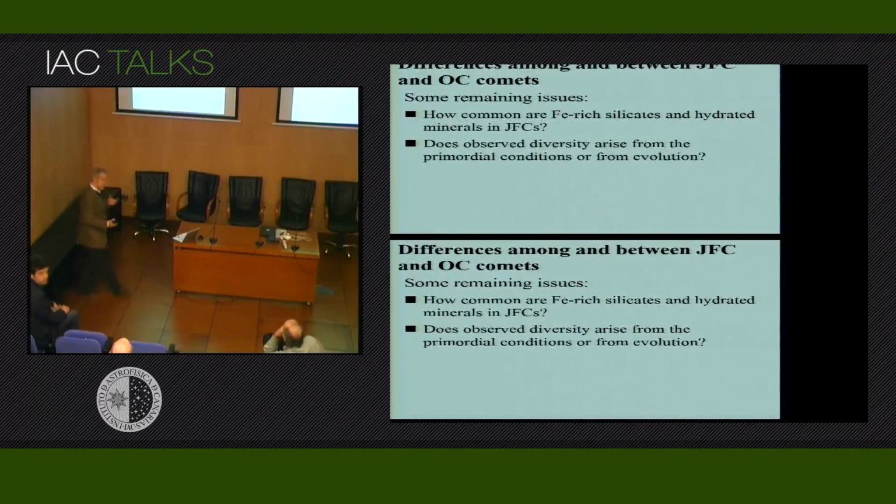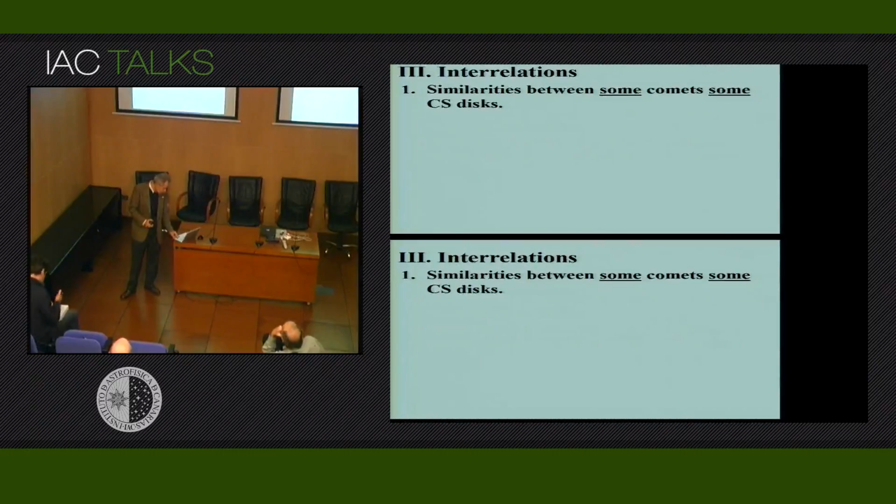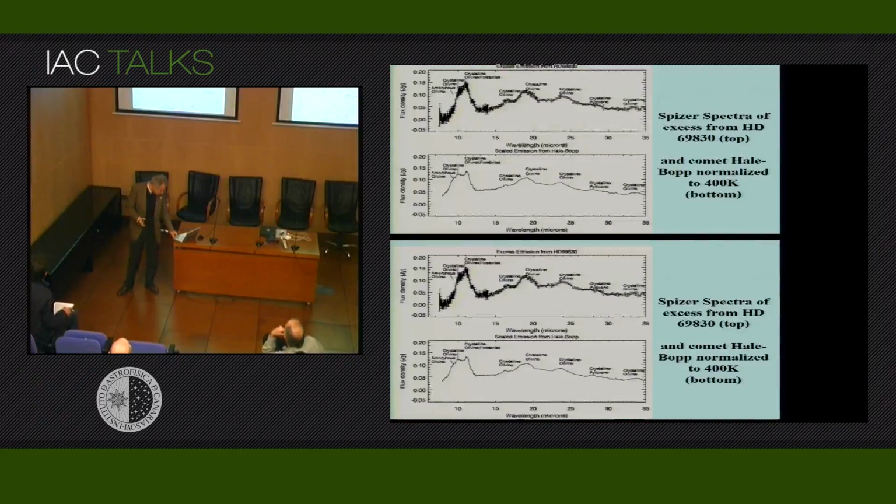First, I'm going to discuss the similarities between some comets and some circumstellar disks, because not all comets in the mid-infrared look like circumstellar disks, and the ones that don't look like them are the majority. Only some circumstellar disks show this similarity in the silicate emission features. So here's a paper by Beichman, where they took the Spitzer spectra of the excess emission from a K-type star, HD 69830, and they normalized comet Hale-Bopp to the same temperature as this excess from the star, and you can see a remarkable similarity.